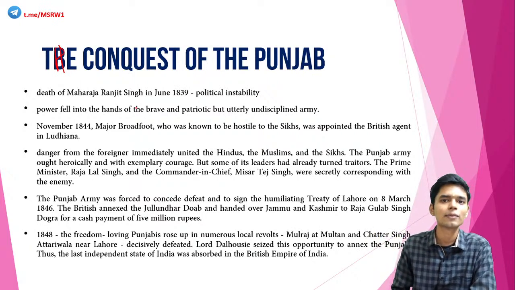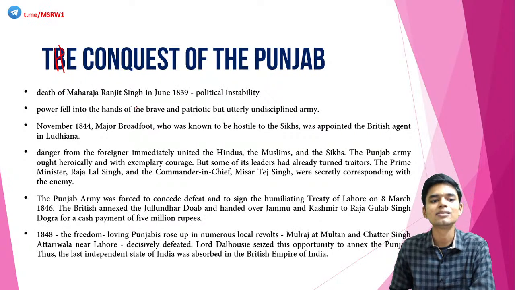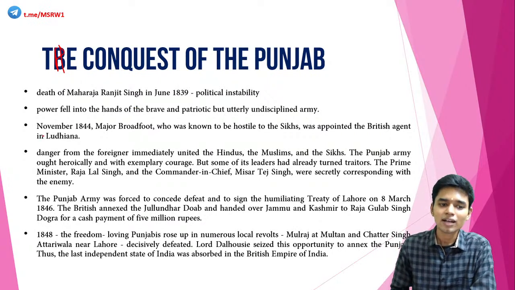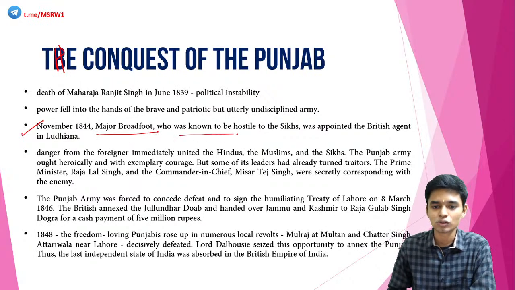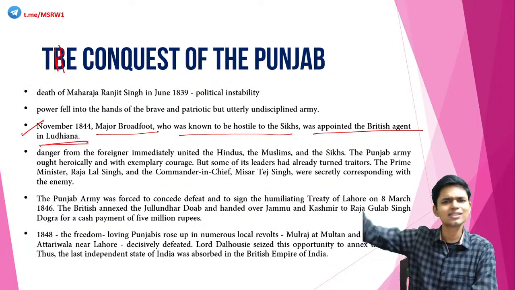The problem was, the Punjab army was extremely undisciplined. I mean, infighting, quarrels, etc. They were very patriotic, courageous and pretty sincere, but undisciplined at the same time. In November 1844, Major Broadfoot, who was known to be hostile to Sikhs, was appointed by the British as the agent in Ludhiana. Ludhiana is in Punjab, the province of Punjab at that time.